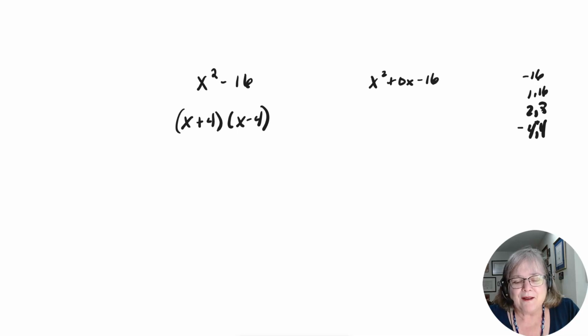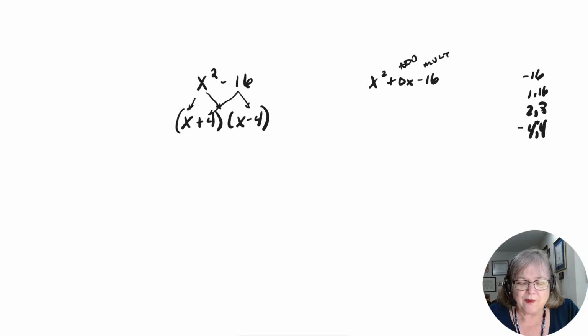All right. So we initially looked at this and said, what multiplies to negative 16 and adds to 0? We're going to do another one like that, but there's a pattern here. Do you see how we had the difference of two squares? We had x squared, the square root of that is x, and that went here and there. And then the square root of 16 is 4, so we had a 4 here and a 4 there. So we're using the square roots of the squares to make the pieces of the factors.